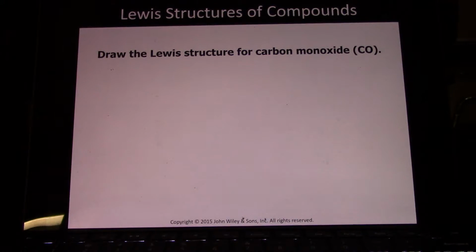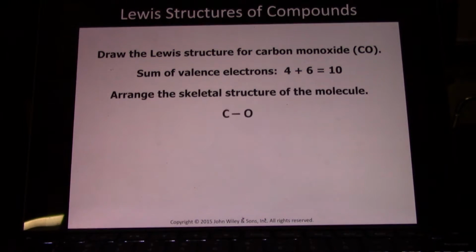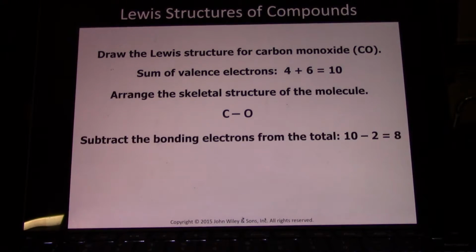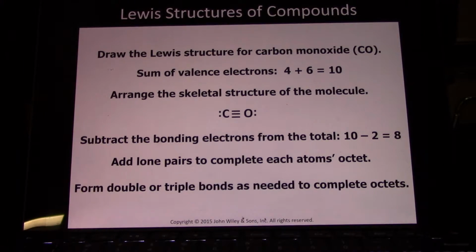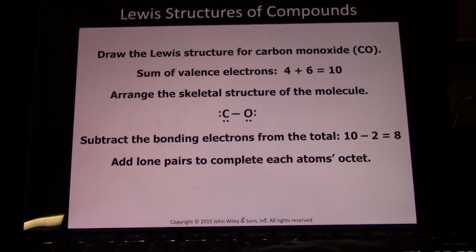Carbon monoxide. We have 10 valence electrons to work with. 4 from carbon and 6 from oxygen. I use 2. I have 8 more. So I put them in there. Is that a good structure? No. Both carbon and oxygen only have 6 electrons. So you can share 1 pair.